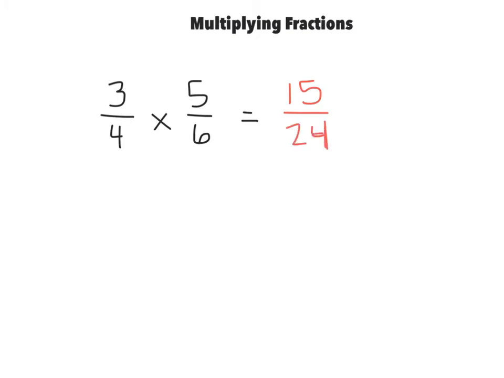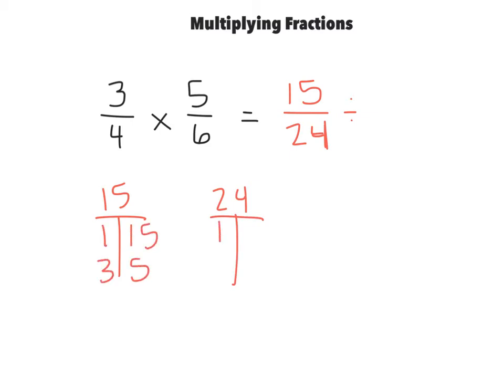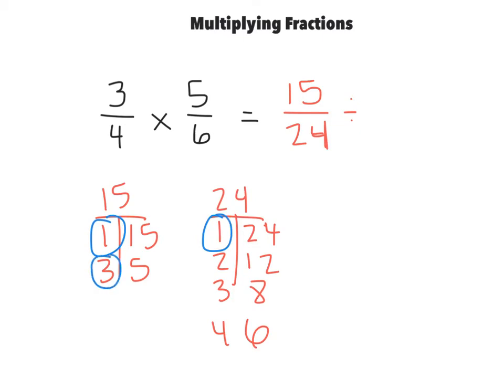And the hardest part about this is just going to be simplifying if we need to. We could simplify this one, so we'll go ahead and practice that. So let's scale down. We need a common factor between these two. For 15 and 24: 1 times 15, 3 times 5, 1 times 24, 2 times 12, 3 times 8, and 4 times 6. So let's look for things that they have in common. 3. I think that's it.